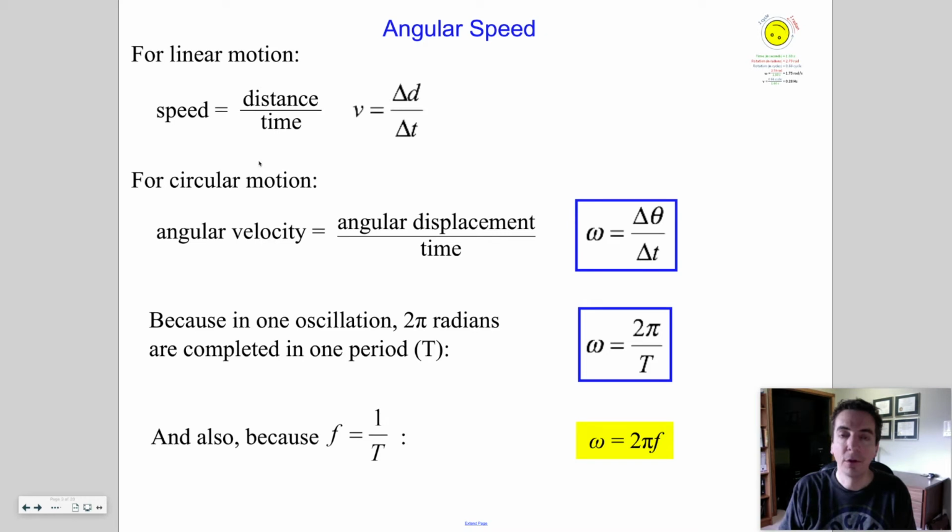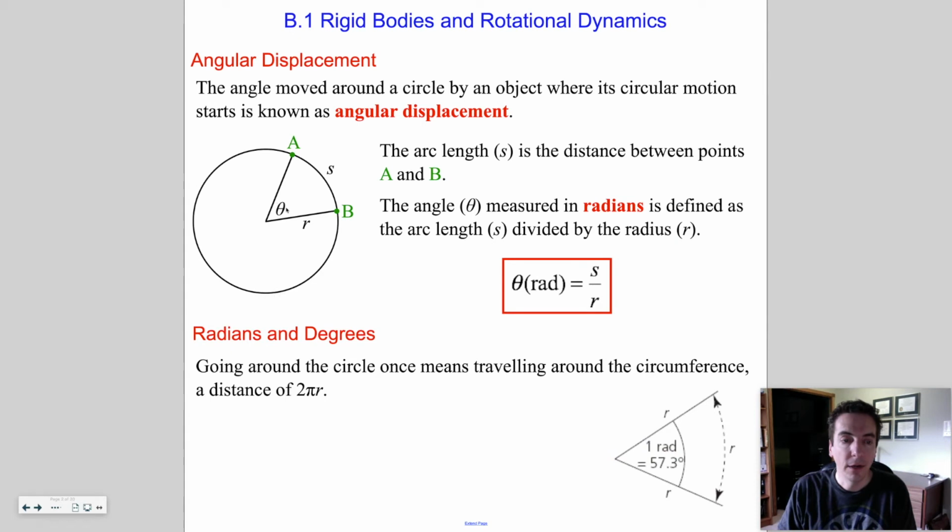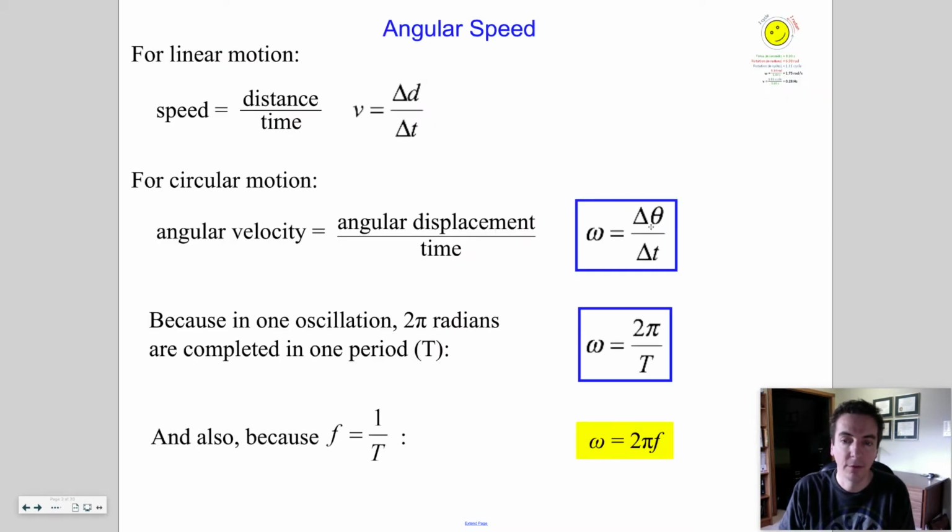Okay, so for linear motion, just regular speed, speed equals distance divided by time. And for circular motion, if we're talking about angular velocity, it is the angular displacement over time. So change in distance divided by change in time. Here it's the change in the angle theta, which is this from before. So it's the change in the central angle divided by time. So we're talking about displacement here in terms of radians.